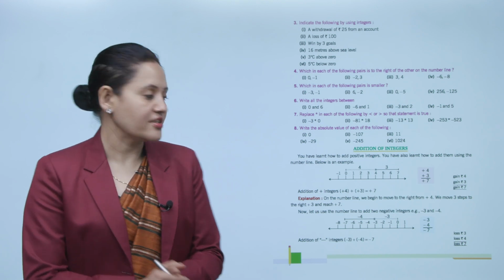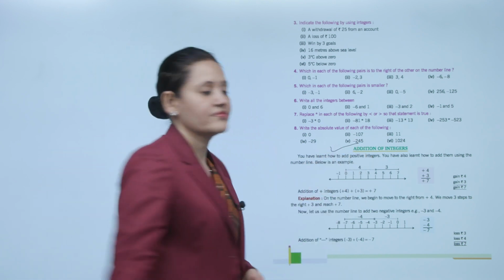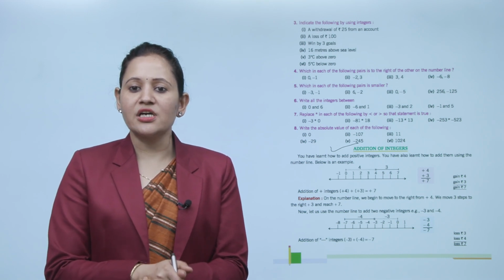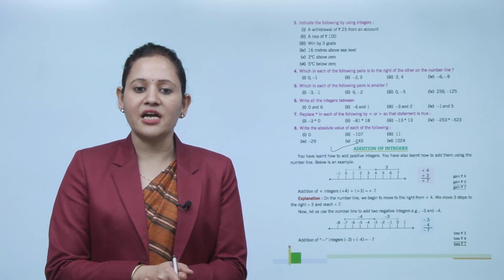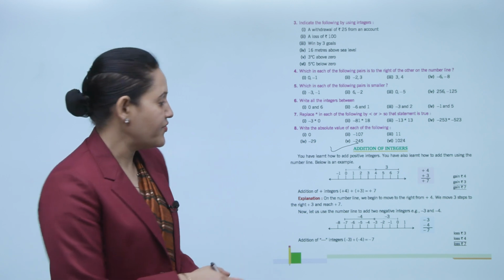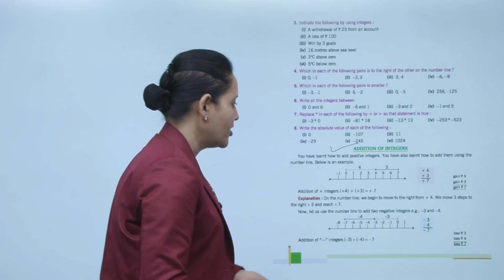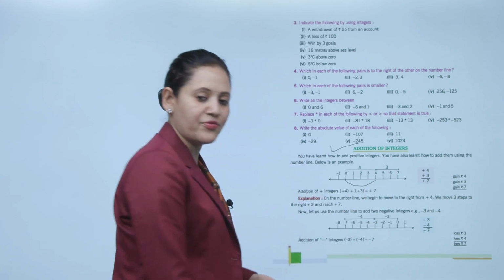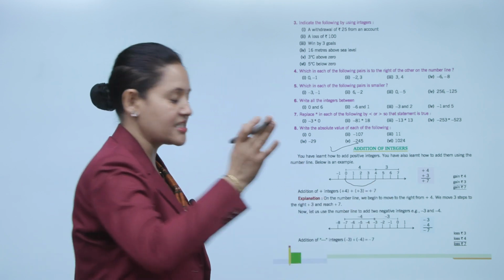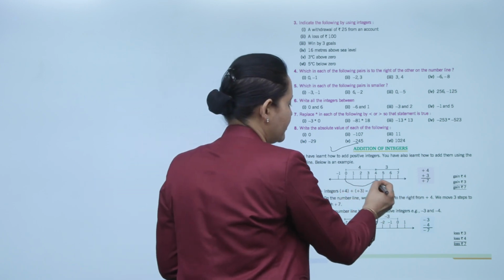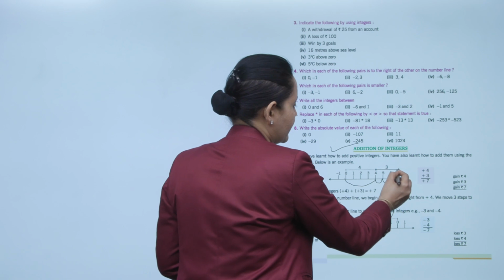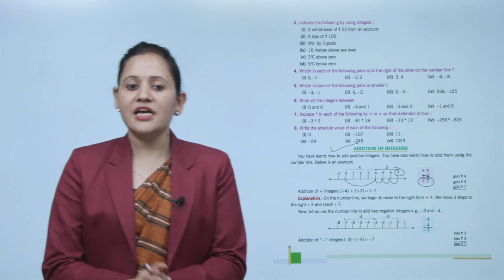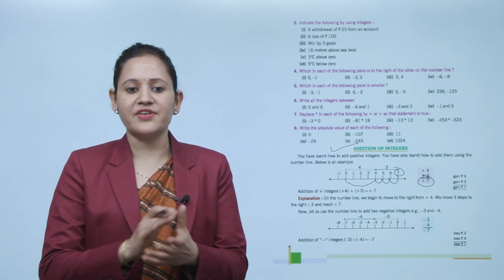Next is addition of integers. You have learned how to add positive integers. You have also learned how to add them using the number line. Below is an example. If we have to add 4 plus 3, we'll move from 0 to 4. This is number 4. Now we will move 3 steps forward because we have to add 3. 1, 2, 3. That is number 7. So 4 plus 3 is 7. Addition of integers 4 plus 3 is 7.